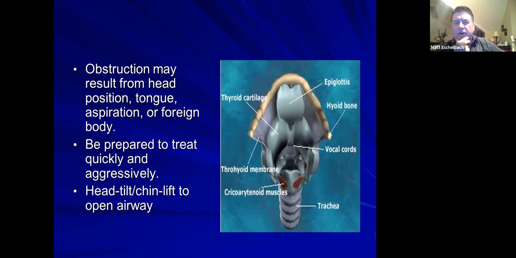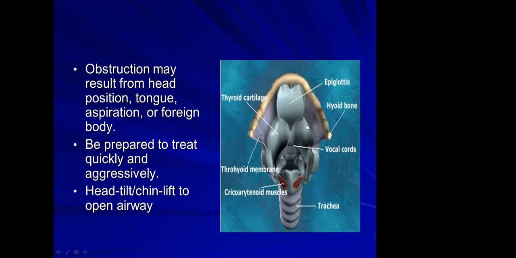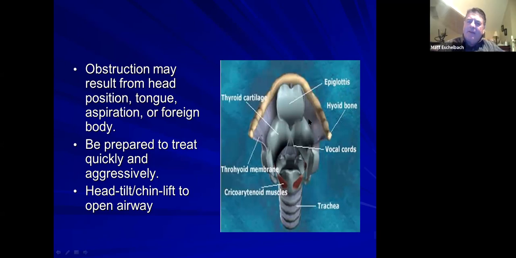So where does the obstruction occur? Obstruction may result from a head position, meaning that generally the anatomic position is with the head slightly tilted back and the nose exposed. And you can get obstruction from position of the tongue or aspiration of a foreign body. That can happen anywhere above the epiglottis, or if something gets below the epiglottis, your epiglottis here is kind of your guard against foreign bodies or secretions. And be prepared to treat quickly and aggressively in these cases. And you can do a simple head tilt, chin lift to open an airway. If somebody's head is forward, it simply blocks breathing that way.